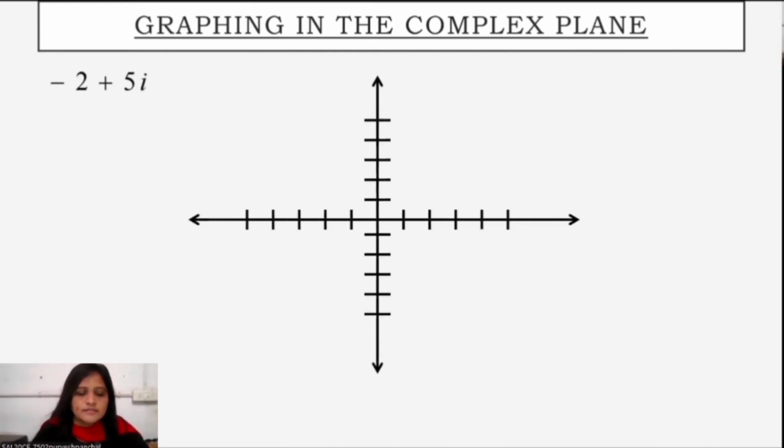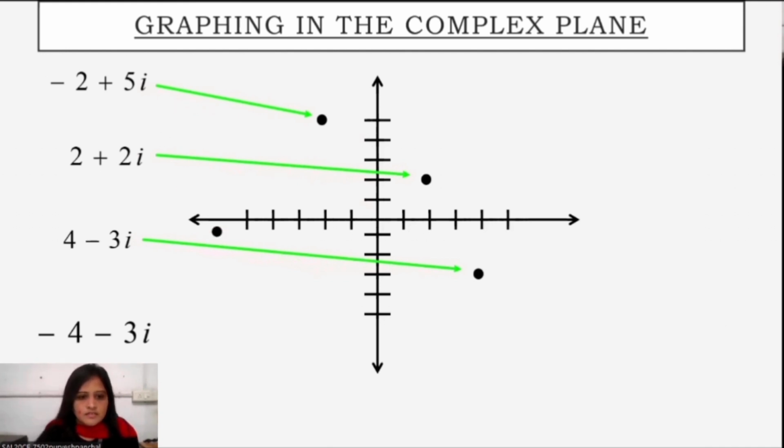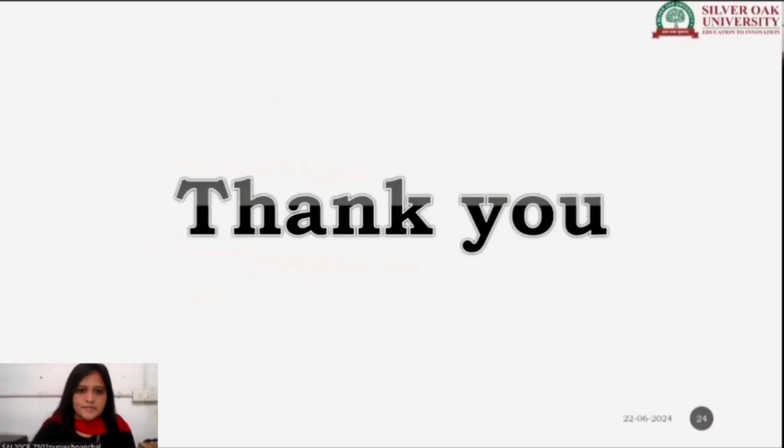Let us have some examples of graphing sums of complex numbers in the complex plane. Let us see: minus 2 plus 5i, 2 plus 2i, 4 minus 3i, and minus 4 minus 3i. So minus 2 plus 5i lies in the second quadrant. 2 plus 2i lies in the first quadrant. 4 minus 3i lies in the fourth. And minus 4 minus 3i lies in the third quadrant. So this is the geometrical representation of the complex number.